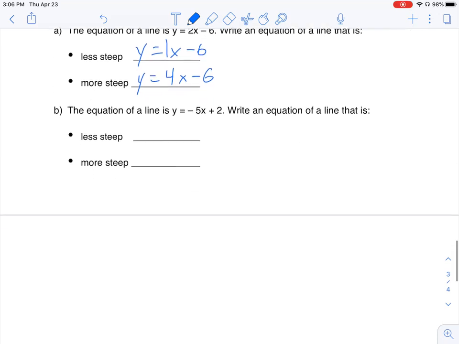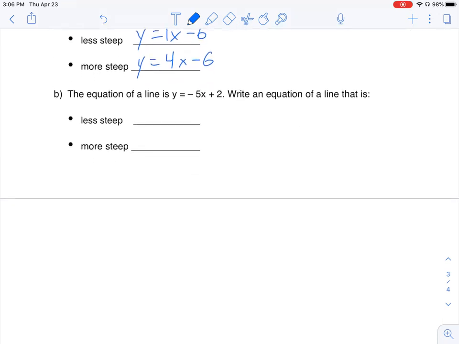Equation of another line, y equals negative 5x plus 2. Write an equation of a line that is less steep. Again, a number that is smaller than the absolute value of 5. y equals negative 4x plus 2. For a line that is more steep, I'm looking for a coefficient for the x value that is larger than the absolute value of 5. y equals negative 6x plus 2.